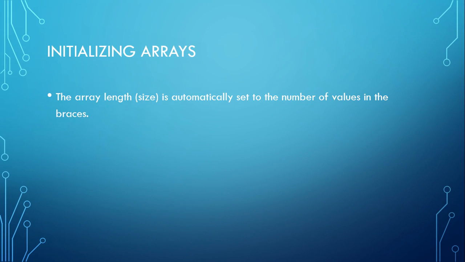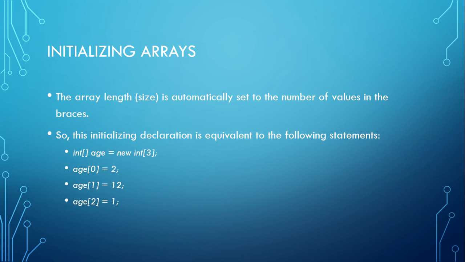The array length size is then automatically set to the number of values in the braces. So initializing this declaration is equivalent to the following statements. int[] age = new int[3]; age[0] = 2, age[1] = 12, and age[2] = 1.